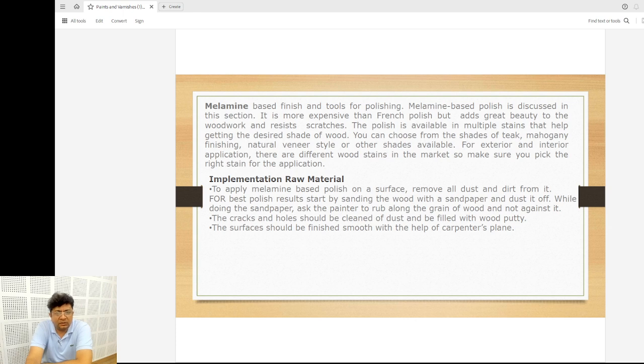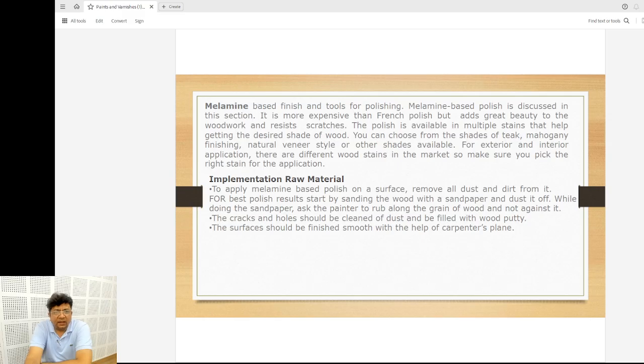We just use stainers with the melamine solvent to enhance the shade of the natural wood of which the furniture is made up of. You can choose from the shades of teak, mahogany, finishing, natural veneer style, or other shades available. It is very useful because the quality which the teak, mahogany, or natural veneer imparts to the furniture is retained with the help of melamine polish, and it not just retains, it enhances the durability of the furniture of which the wood is used.